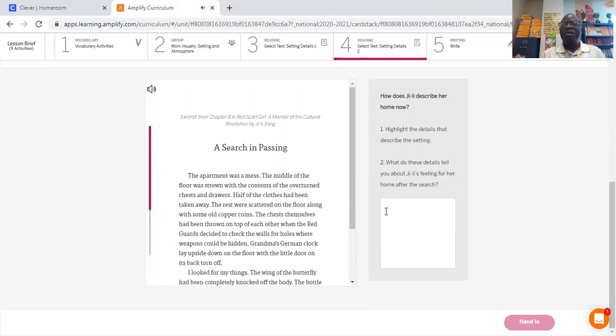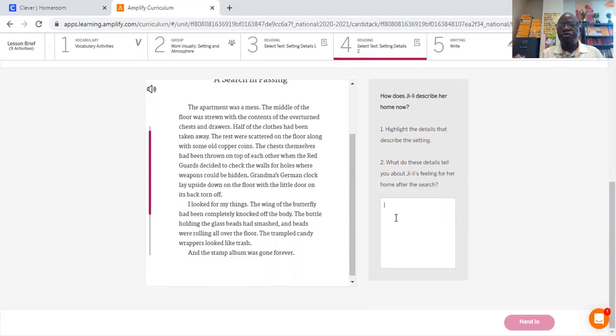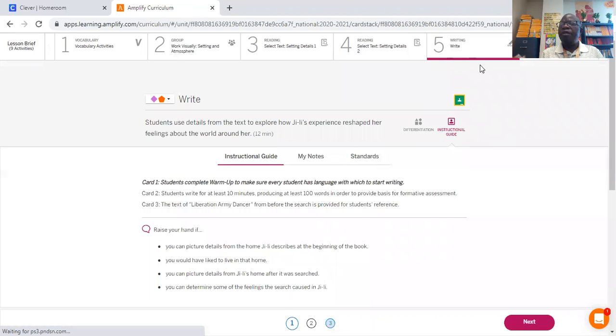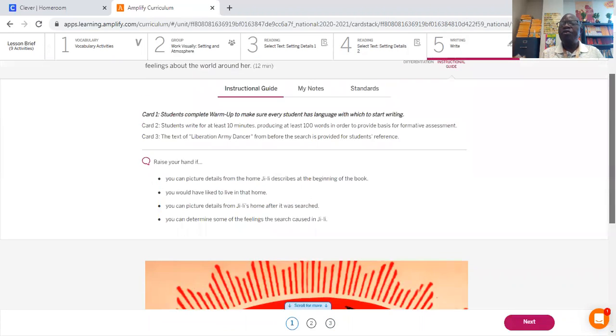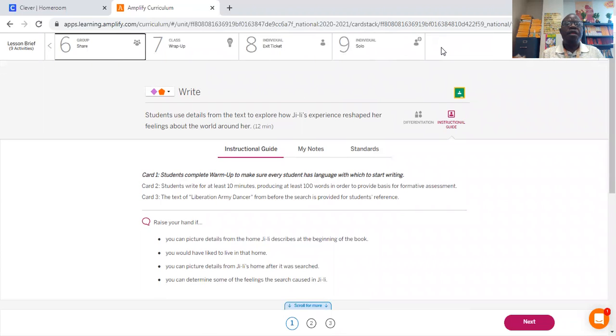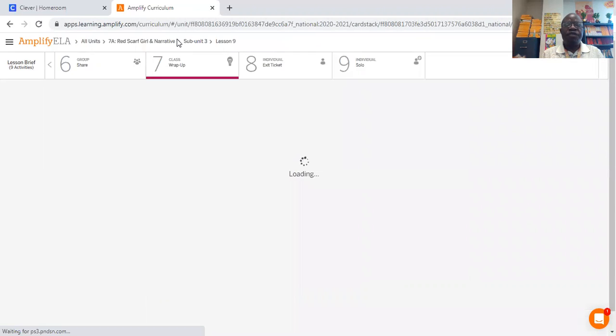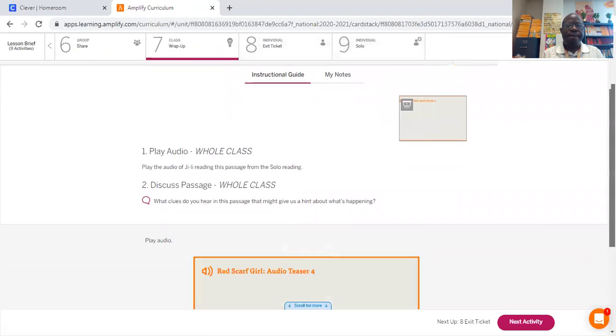Okay, now listen. How does Julie describe her home now? Highlight details that describe the setting. What do these details tell you about Julie's feeling for her home after the search? When you finish, you write your answer here, then you click hand in so that I'll be able to see. And then the next thing. So wrap up, the wrap up activity is what we will need here.